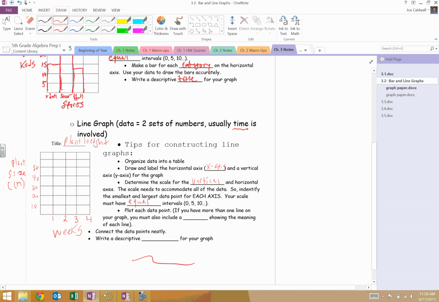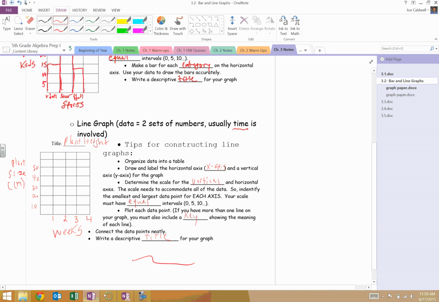Okay. Now, here's the difference here. You're going to plot each data point based on what your data says. So if you have more than one line on your graph, you must also include a key showing what each line means. We'll get to that later. And then you connect the dots, and of course you write a descriptive title.